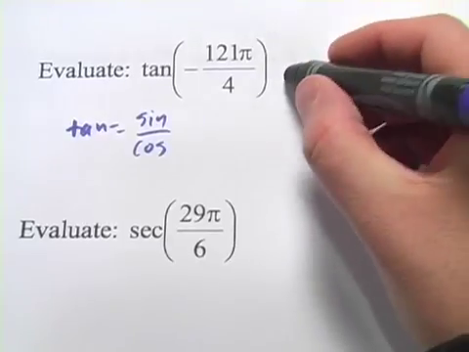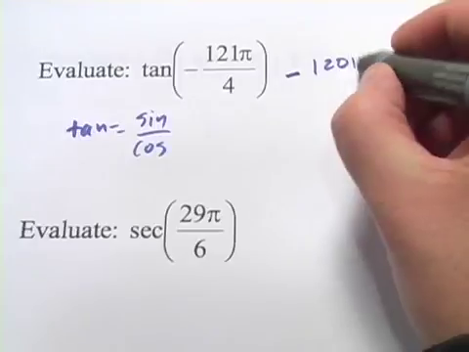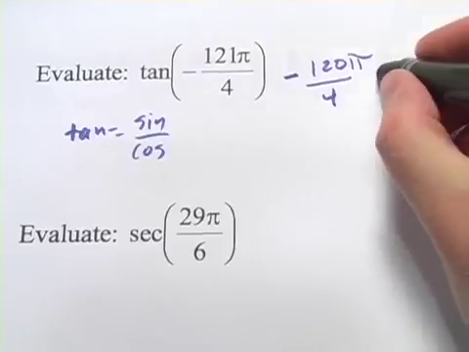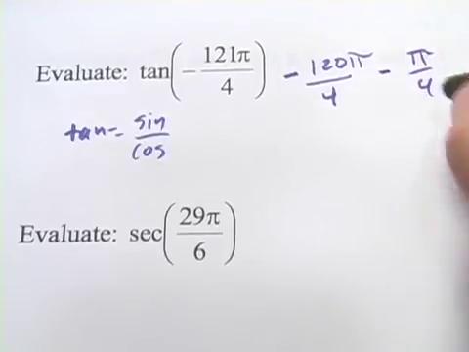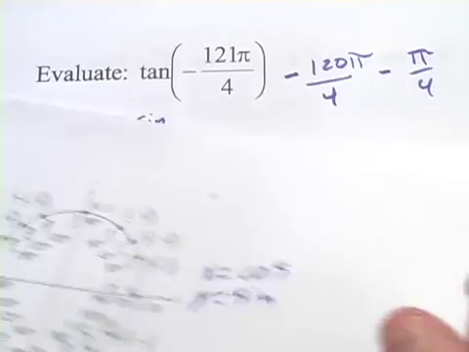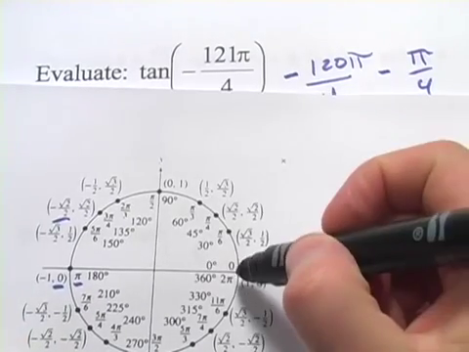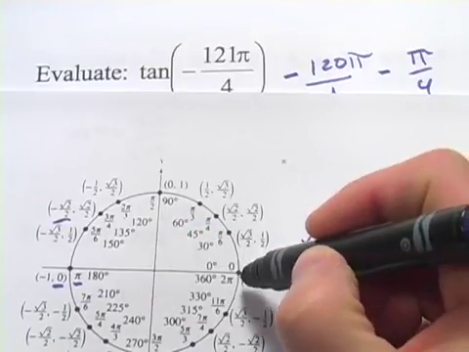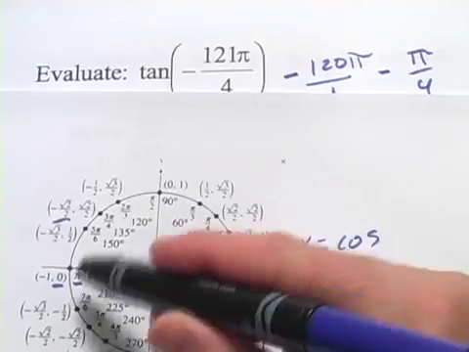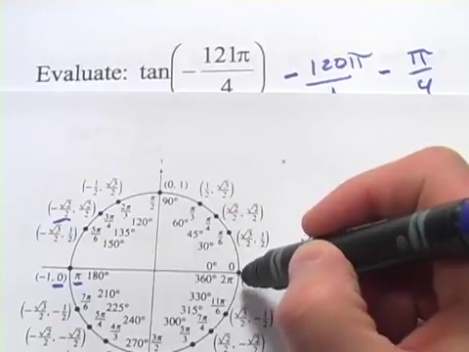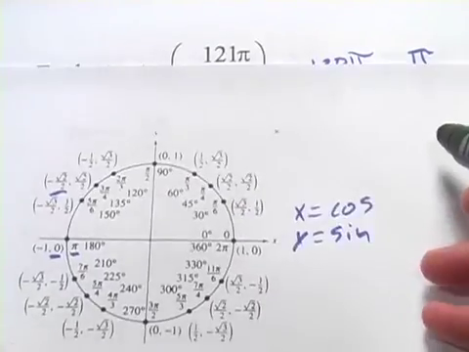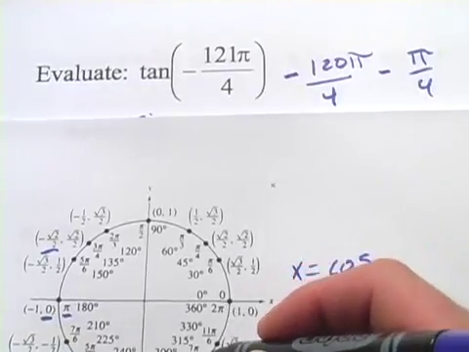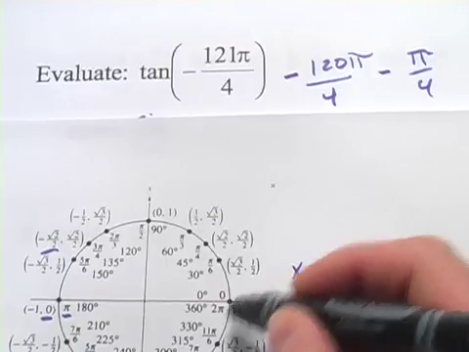Let's see if we can separate out a bunch of 2 pi's here. I'm going to rewrite this as negative 120 pi over 4, and that equals negative 30 pi, minus 1 pi over 4. So if I think about it that way, I start at 0, I go around this way, this is negative, I go around once, I get to 2 pi, I do that 14 more times, and I've gotten to 30 pi, and I'm still back where I started. Now all that's left is the negative 1/4 pi, and I go to 7 pi over 4, because that's the same thing as pi over 4, but in a negative direction.